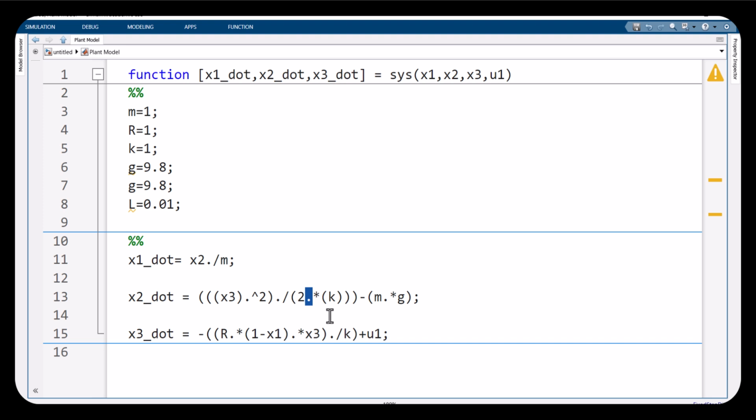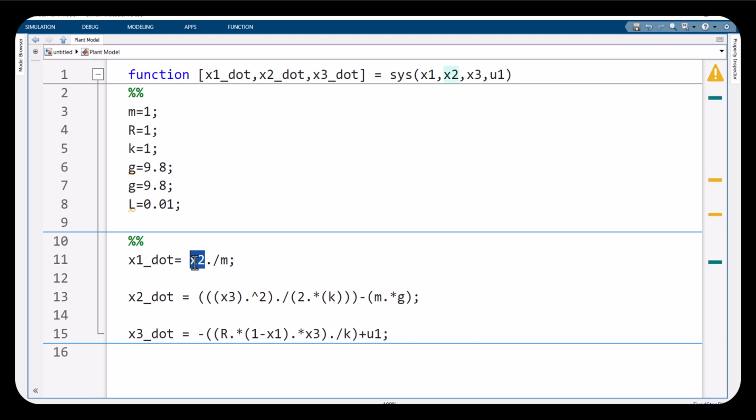Most of the time, if there is a complex value, the error goes away. So it's always better to put this dot every time you put a divide, take a power, or put a multiplication sign. If I wanted to compute this x1 dot, I need the information of this x2 and of this m. If I have the values of these two things, then I can easily compute this first equation.